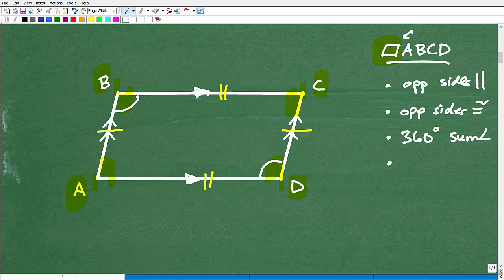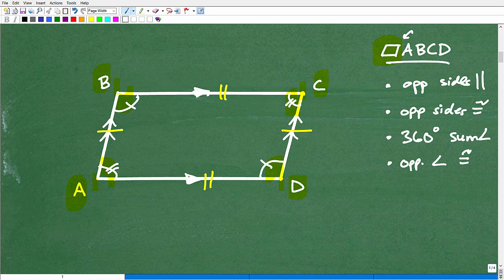Opposite angles are congruent. So in other words, these two opposite angles here have the same angle measure, and these two opposite angles have the same angle measure. So notice the notation. This is how you do it. This is basic geometry here. So let's put that down here. Opposite angles are congruent. All right. So anything else? Most of you might be like, no, that pretty much covers it.